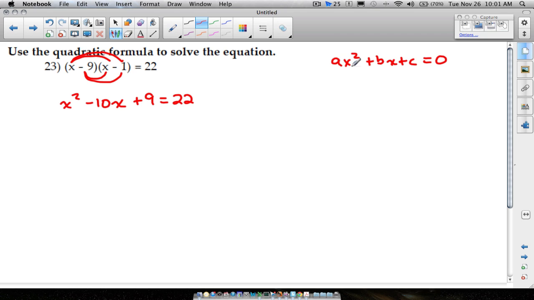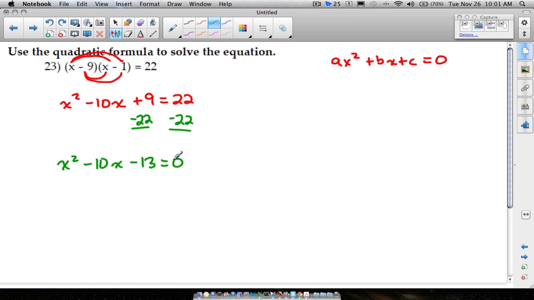It's starting to look like this, but remember we have to force a 0, so let's move that 22 over. So subtracting 22 from both sides. Therefore we get x squared minus 10x, and then 9 minus 22, just watch your signs there, you get negative 13. And this is equal to 0.